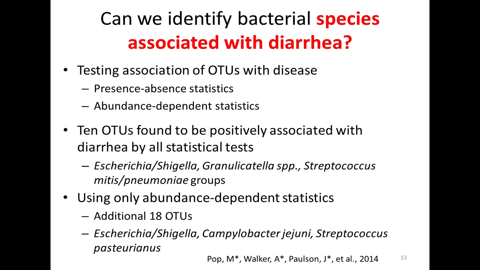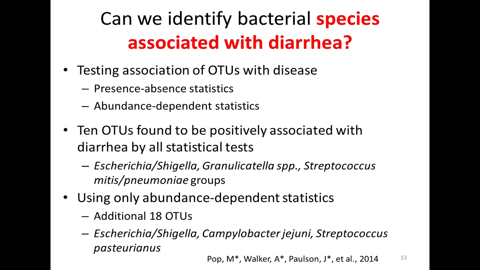So I'm going to spill the beans, spoil it a lot. Basically, the question as to whether or not we can identify bacterial species, and yes, we can. We can apply presence-absence statistics, using ones and zeros, defining some threshold for presence and absence. We can, for example, do Fisher's exact test.